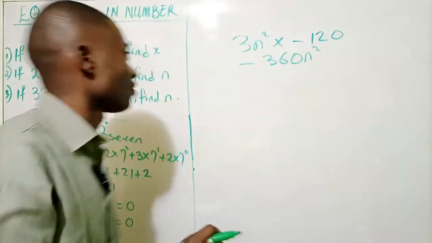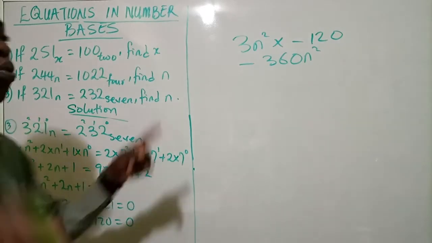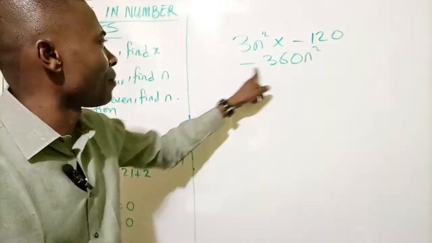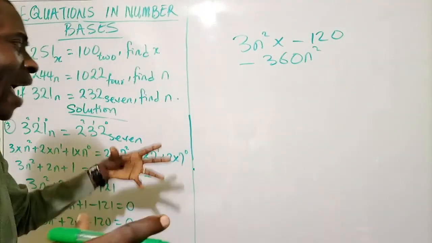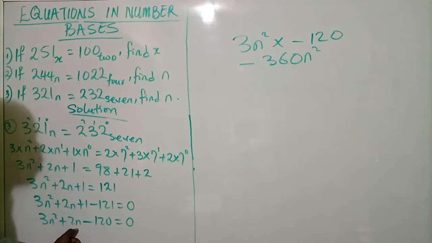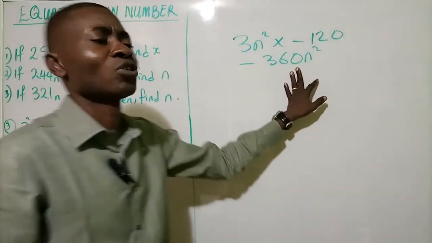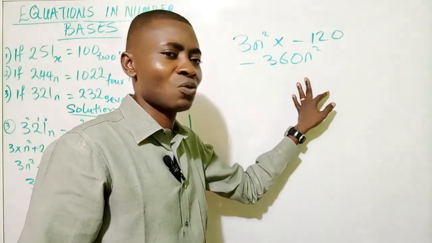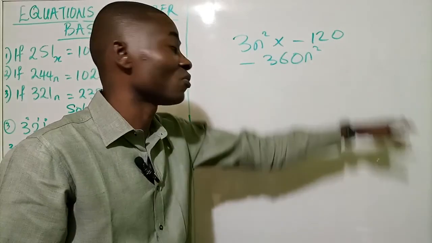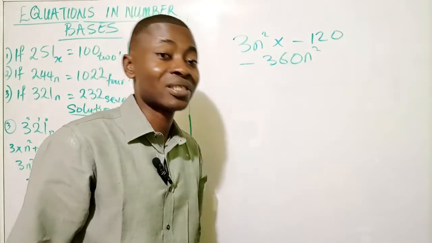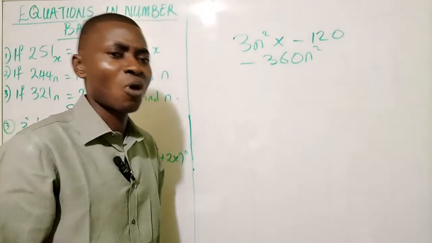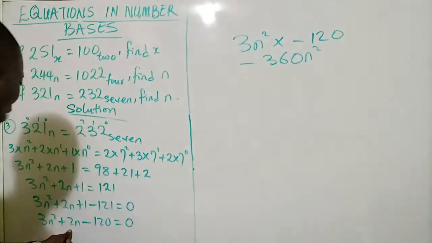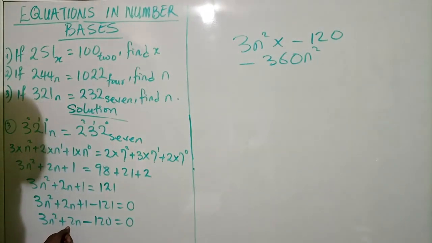I will now ask myself the same question we've been asking. What two numbers will I multiply together so that when I multiply them, I'll get minus 360n squared, and then when I add them together, I'll get plus 2n? There are different factors of 360. We have so many of them. 360 times 1 will still give you 360. 60 times 60 will still give you 360. But remember the second condition, you have to bear that in mind while you are looking for those factors, that when you add them together, you should be able to get plus 2n.